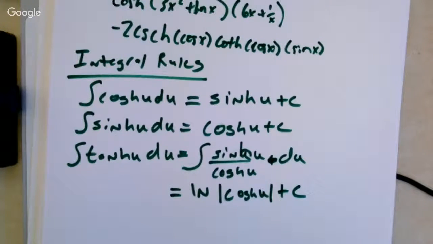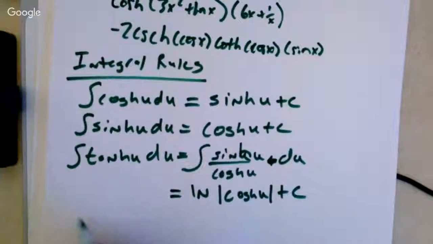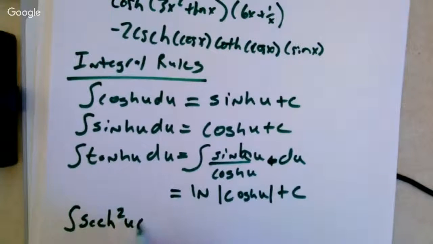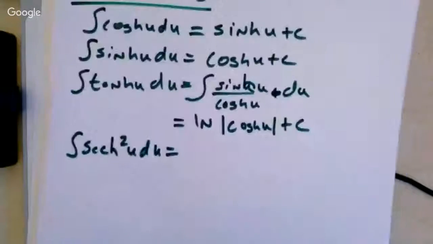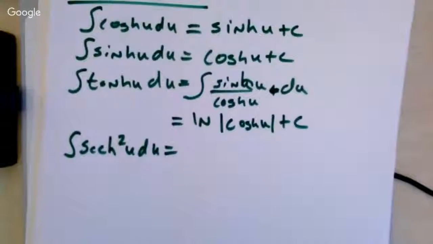Why is that one different than the other ones? The rest of them rotate back and forth. Why does tangent not do that? None of the derivatives give it. Nobody's derivative is tangent hyperbolic, so we have to go back to the natural log functions for that. What about secant squared hyperbolic? Yep, that's tangent.